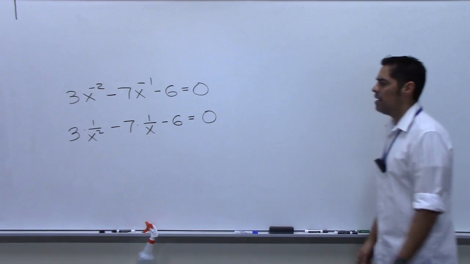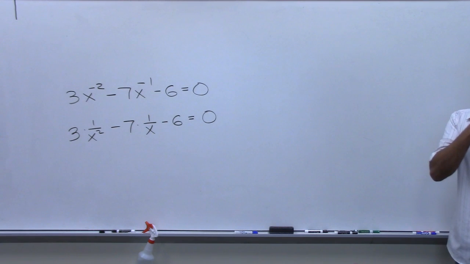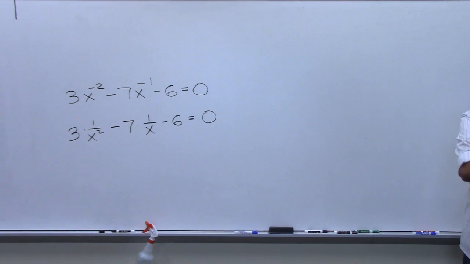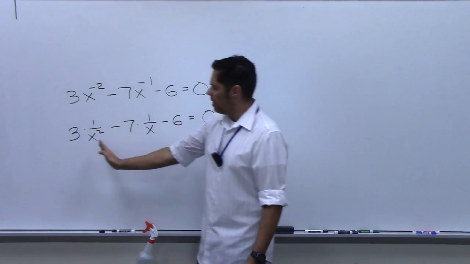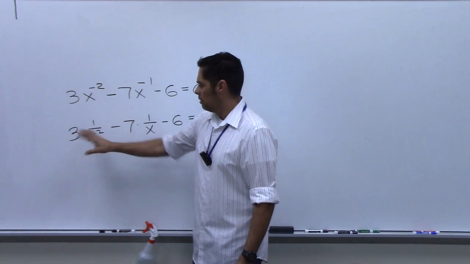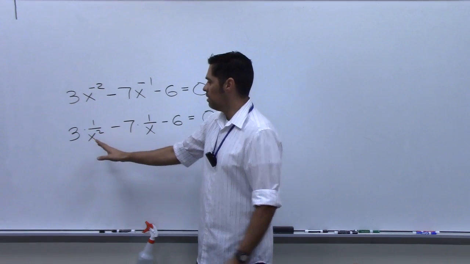And then you could have said, all right, I'm going to clear fractions and multiply everything by x squared. See, what happens if you multiply this by x squared? Then the x squareds go away, and you just get 3, don't you?